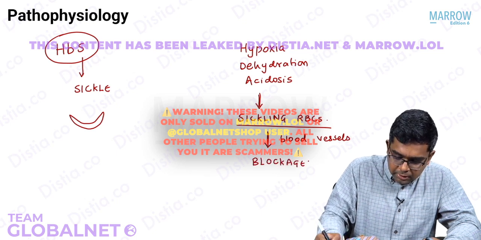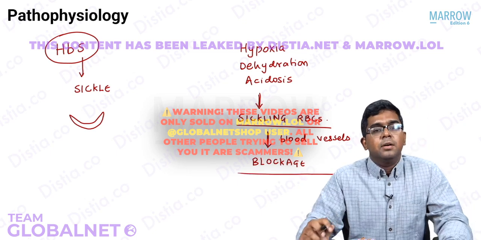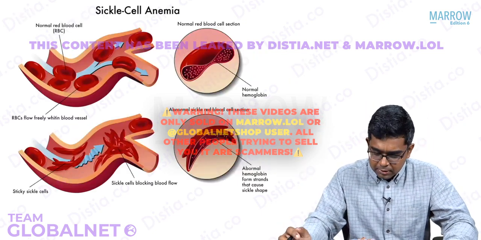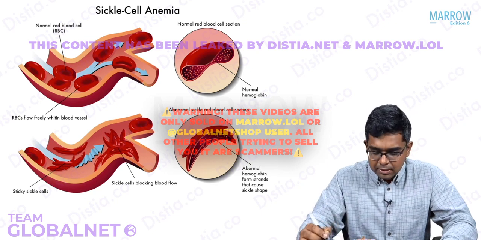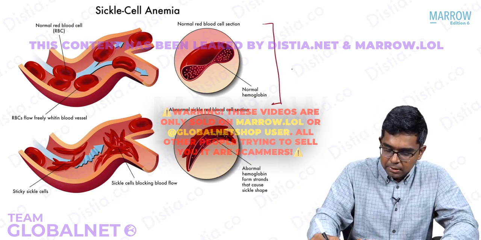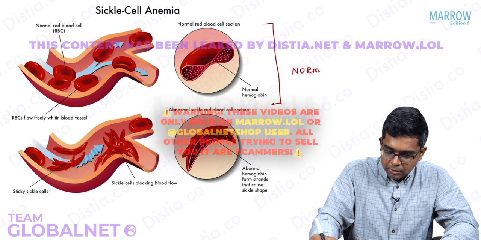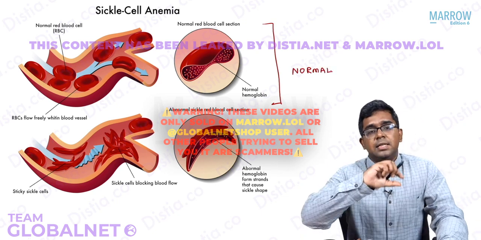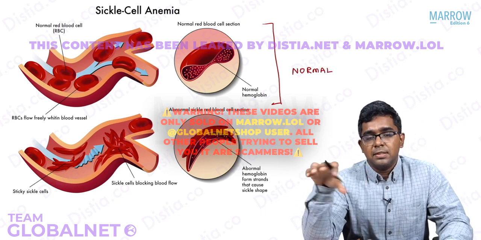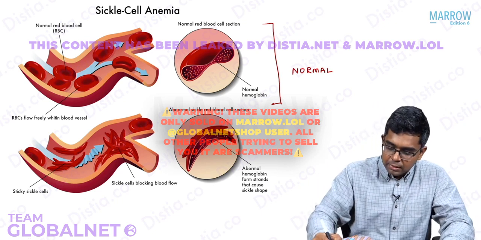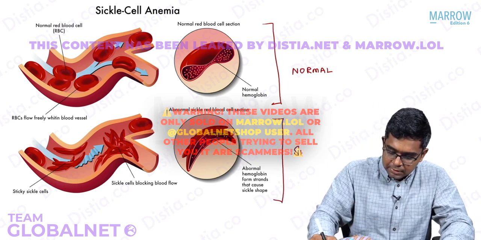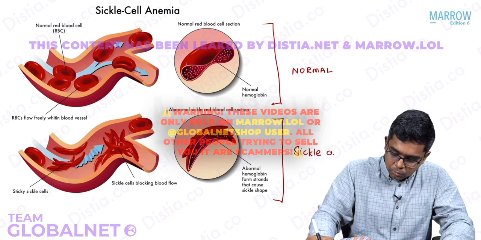Okay, this is the main problem because of the sickling. You can see in this picture, which is describing the changes in sickle cell anemia. This is what is happening normally. When you have a normal hemoglobin, the cells will squeeze through the blood vessels without any problem. However, in case of sickle cell disease or sickle cell anemia, what is going to happen?